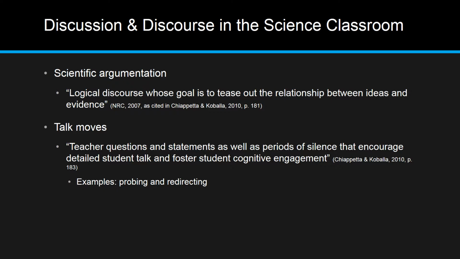Thus, scientific argumentation is not a debate, but rather the communication that uses logic and follows the nature of scientific reasoning. Another way that teachers can model appropriate use of communication in the science classroom is through the use of talk moves. Talk moves are teacher questions and statements, as well as periods of silence, that encourage detailed student talk and foster student cognitive engagement. Examples of talk moves would include probing and redirecting. As cited by Chipetta and Kabbalah 2010 on page 184, probing is when teachers encourage students to extend, clarify, and justify their talk, whereas redirecting is when teachers encourage students to extend, clarify, or justify the talk of a classmate.